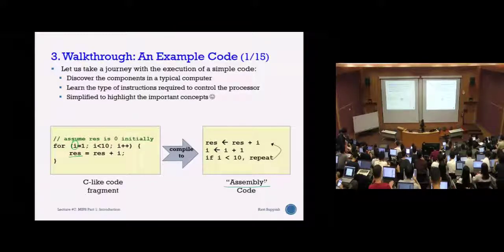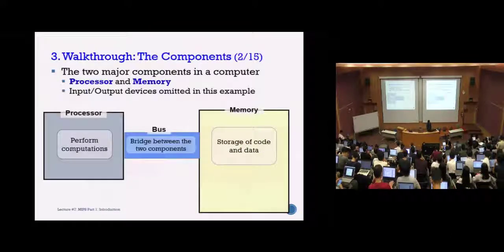So what are the steps? I need to add the result variable with I and put it back into result, increment my I and put it back into I, and check for the condition whether to repeat this loop or not. So effectively, I have 3 steps to do. Okay, so let's see what happens at the hardware level.